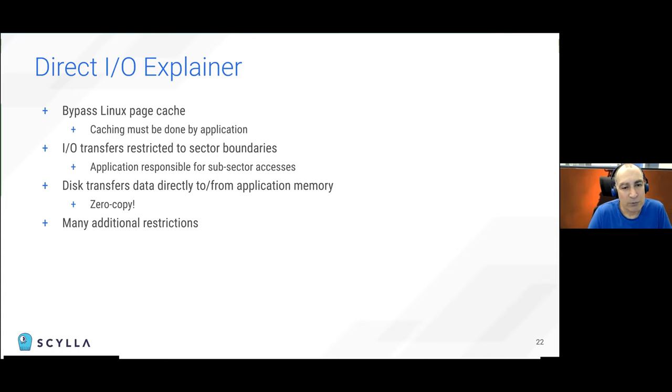IO transfers are restricted to sectors. So sectors are aligned 512 byte chunks. And the application is responsible for enlarging accesses. If you want to access just one byte, you need to really access the whole sector. So you need to round it up and down, and it adds more complexity. Something good is that the transfer bypasses the kernel, so there's no need to copy the data, which improves performance. And there are many additional restrictions, far too many to cover here, so the complexity is quite high.